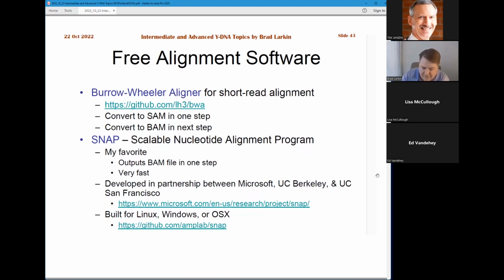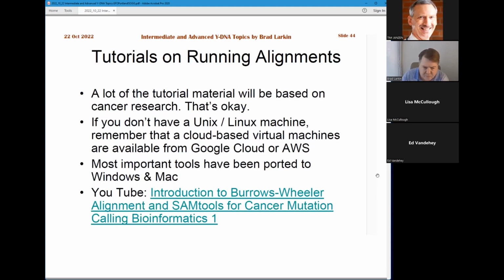It outputs the BAM file very fast in one step. It was developed by Microsoft, UC Berkeley, and UC San Francisco. It's built for Linux and Windows, which some of these tools aren't, but this one is. So that's one I like, this SNAP. There are tutorials on running your own alignment. There's a lot of tutorial material available. I can't go into all of it here. A lot of it's based on cancer research, and that's okay, because whether we're aligning for cancer or for genetic genealogy, the alignment process is basically the same.